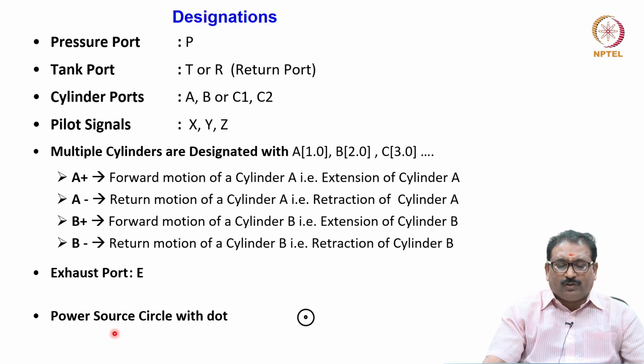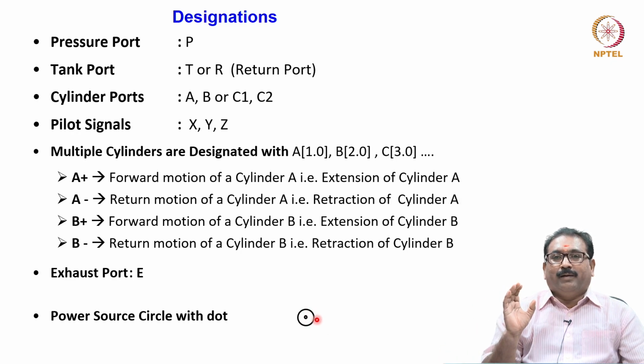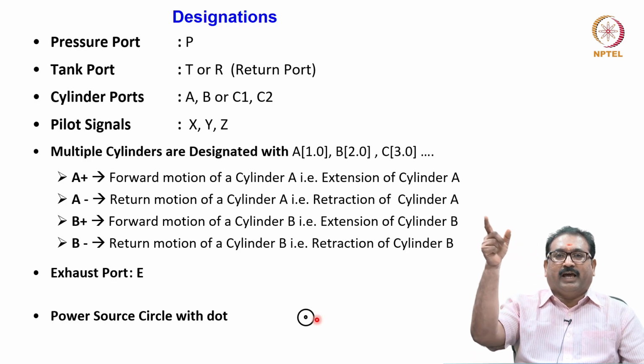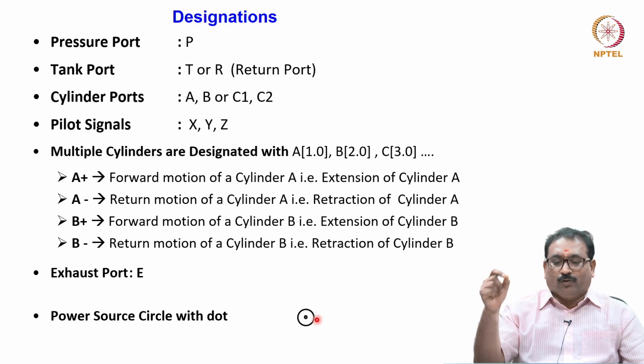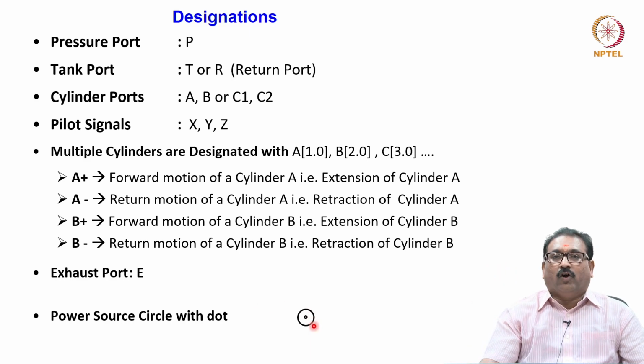Then the power source is represented by a circle with a dot. You need not draw the pump, pressure relief valve, tank or many other things. You only write the circle with a dot, then start drawing the circuit connecting to the directional control valves, flow control valves and actuator. This is a very quick way to represent the power source. It is a circle with a dot.